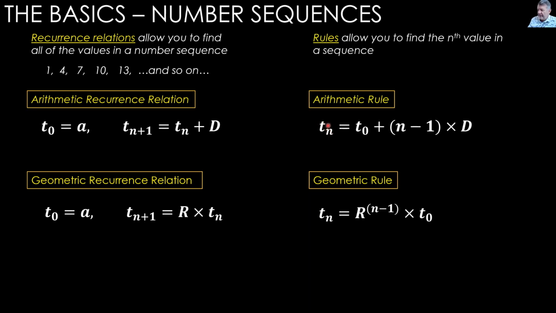The value of whatever term we're talking about equals the first value plus, now this says n minus 1. So if we wanted the 350th term, we'd go 350 minus 1 times the common difference. So we just have to plug the number in once. Same down here. The 350th term, T350, equals the common ratio to the power of 350 minus 1, which is 349, times the initial term. Okay, it's just straight substitution.